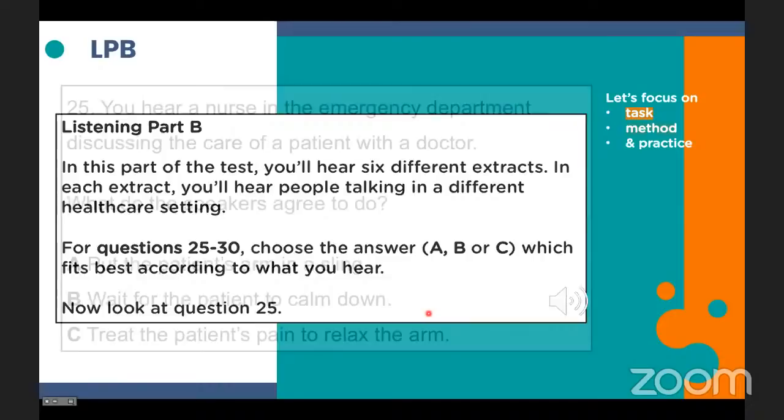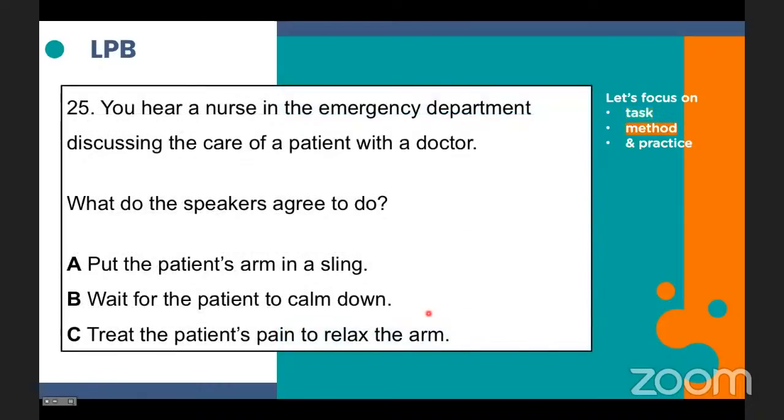Okay, so the questions are going to look like this, right? You're going to get 6 multiple choice questions. Each one will be different. This one is about a nurse in an emergency department. The next one might be a veterinarian talking to an owner of an animal. Next one might be a dentist talking to a patient about blah, blah, blah. Next one might be 2 nurses discussing whatever, okay? So they're very short. They're like 45 seconds long.